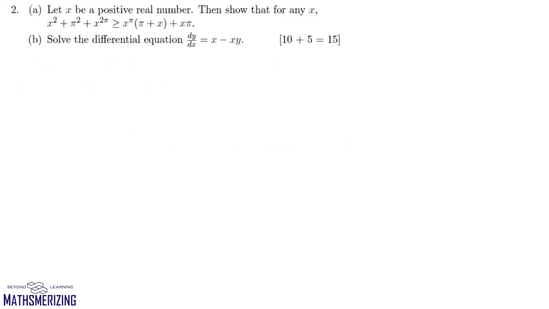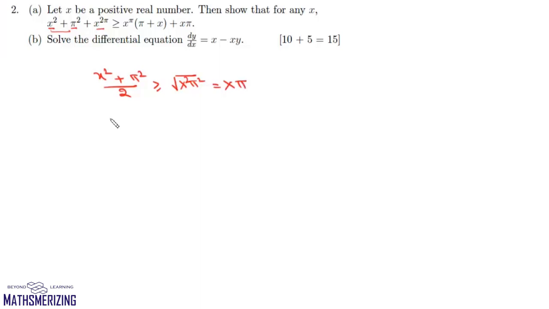So we have expressed this matrix A as sum of a symmetric matrix and a skew symmetric matrix. Now question number 2 is, let x be a positive real number, then show that for any x, x square plus pi square plus x to the power 2 pi is always greater than or equal to x to the power pi, pi plus x pi. Now what we'll do is, from the left hand side, we'll use AM and GM, taking two at a time. So if we take first two, we can write (x square plus pi square) by 2 will be greater than or equal to under root of x square pi square, which is x pi.